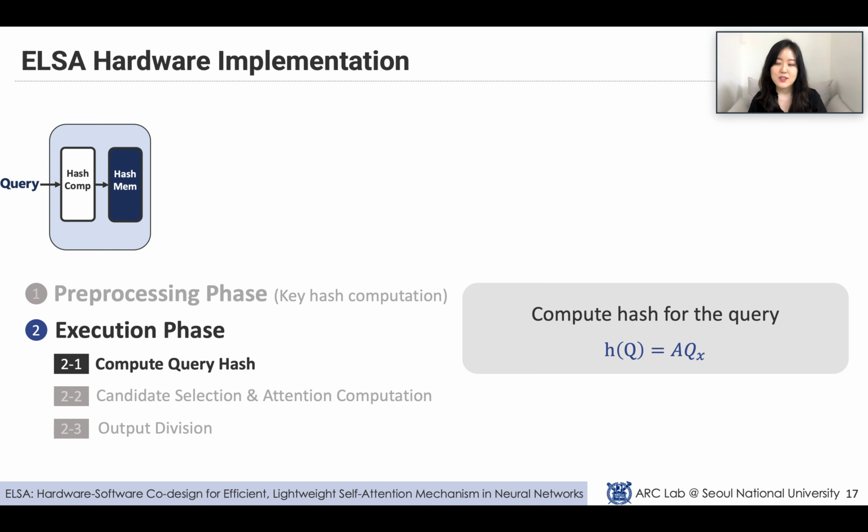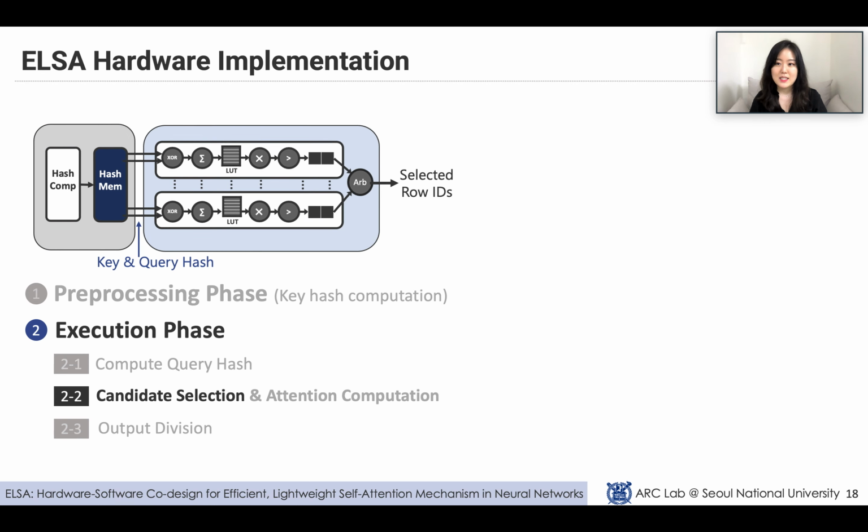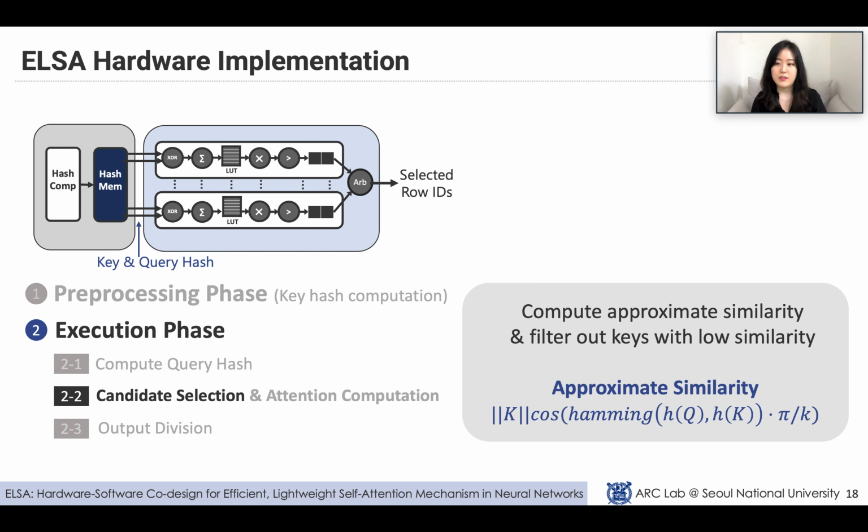The execution phase consists of 3 steps, and the first step is to compute the query hash. As in the pre-processing phase, the hash computation unit computes the hash for the query and then stores it in the on-chip buffer. Then, the next step is candidate selection and attention computation. Here, multiple candidate selection units compute the approximate similarity between keys and a query in parallel, and then filter out keys achieving low similarity with the query.